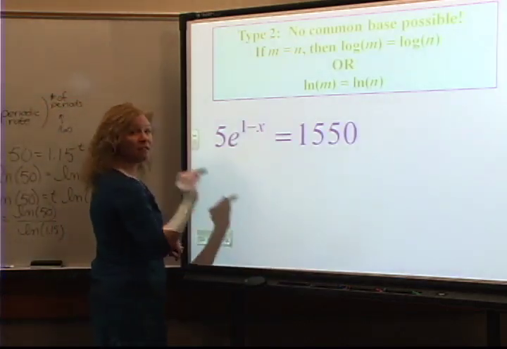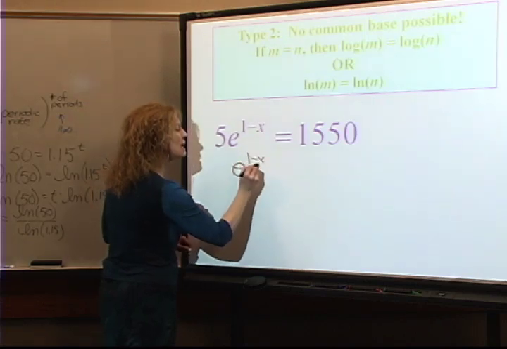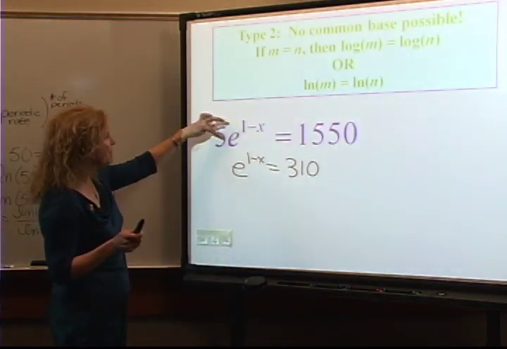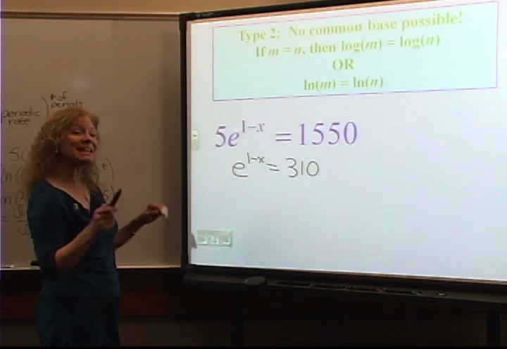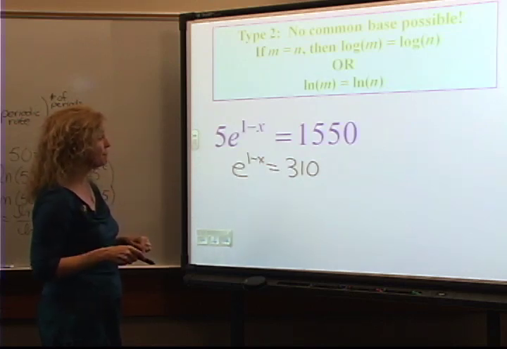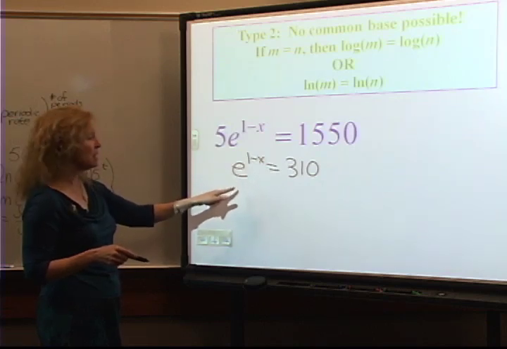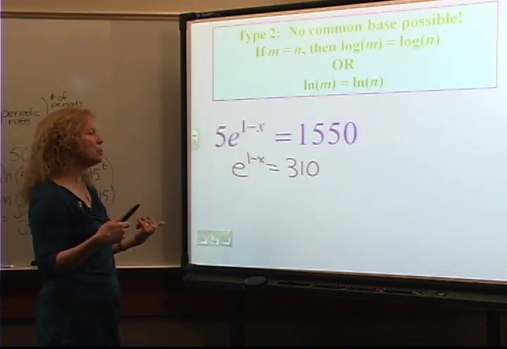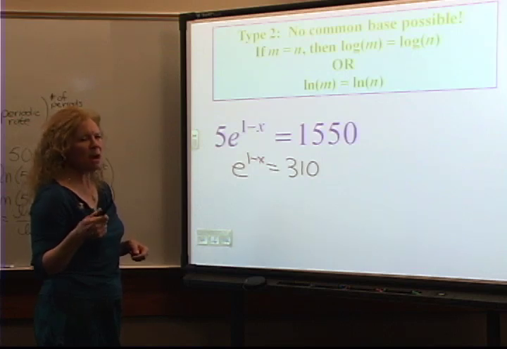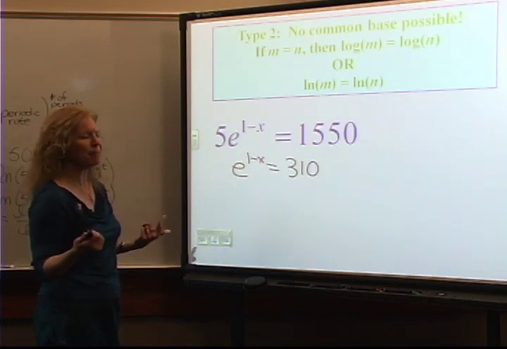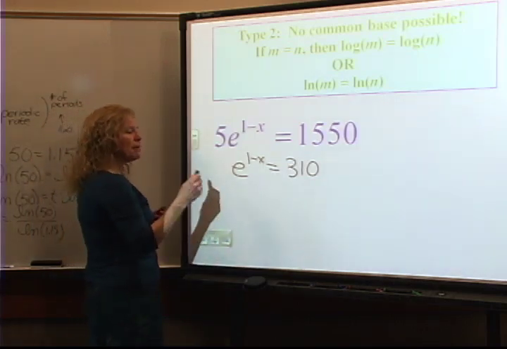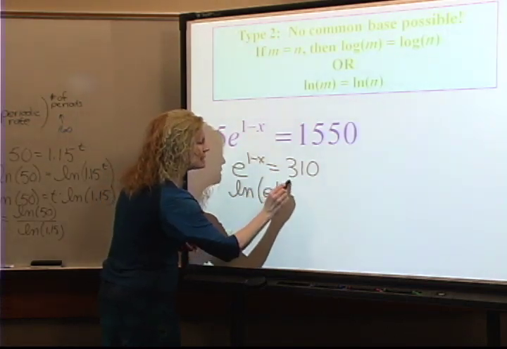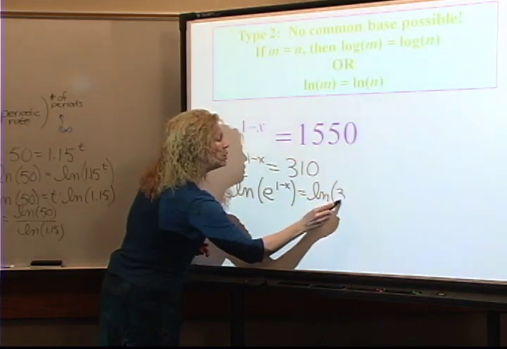Divide that 5 off first, and we get e to the 1 minus x is equal to, what, 310? You really need to divide that off first, because then I can go into logarithms. And with this guy being a base of e, I would rather use natural logs. You don't have to. You can use common logs, but when you have to do a common log of e, I think you'll be happier going this way. So I'm going to run natural log of e to the 1 minus x is equal to natural log of 310.